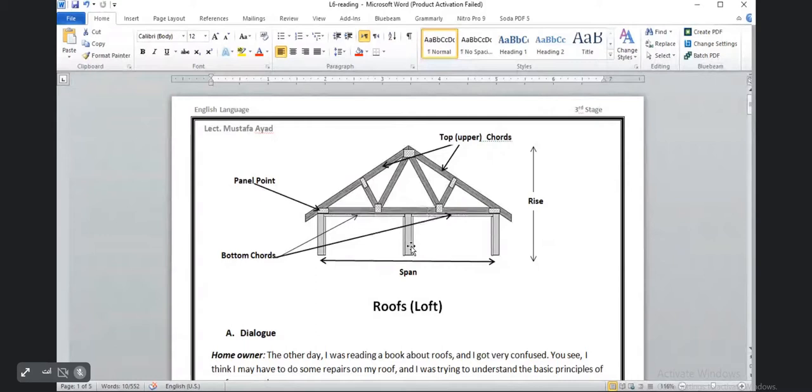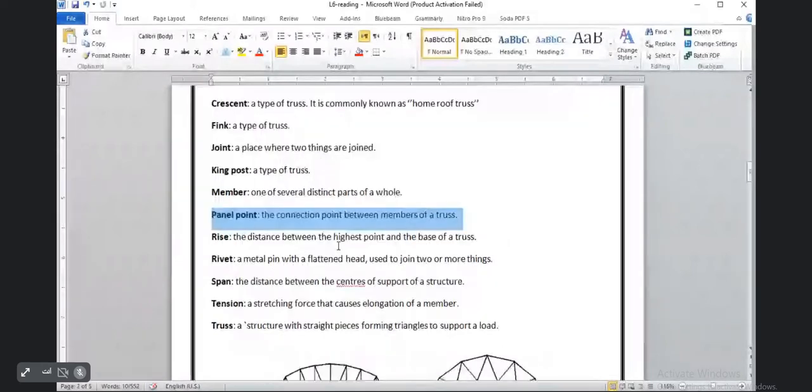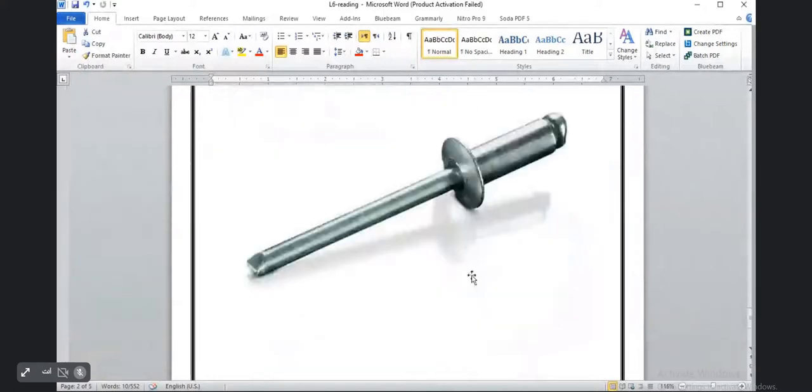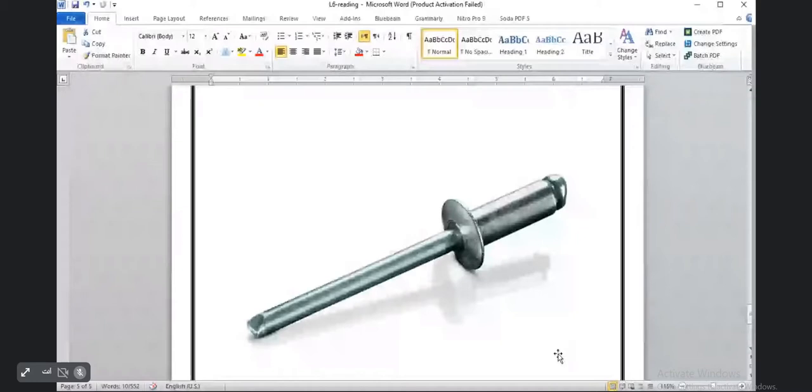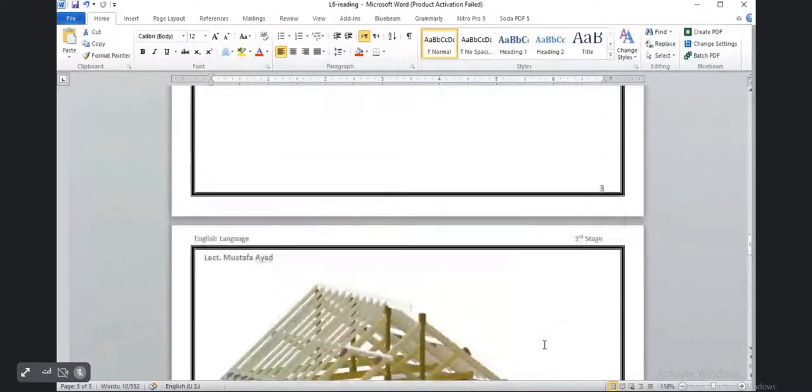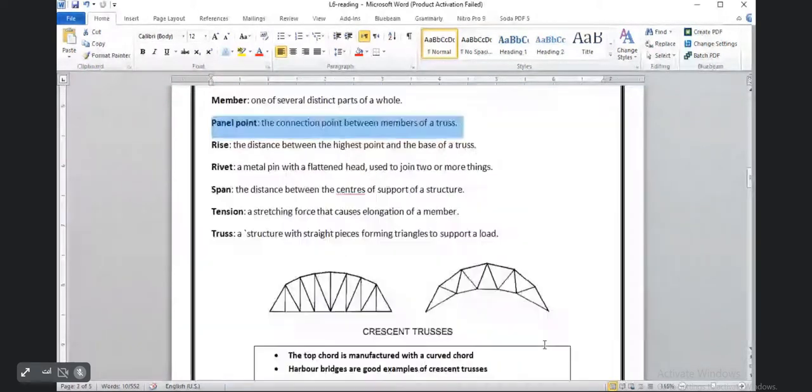Yes, I hear you. What do we use for panel points, Ahmed? What do you use to make panel points? You use two things, or one of them. Okay, no problem Ahmed, let me ask someone else. Use bolts, or the other one, rivets. Rivets. Okay, so we use bolts or rivets. Okay, Ahmed, thank you very much.